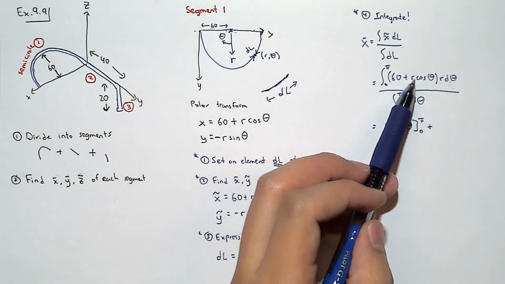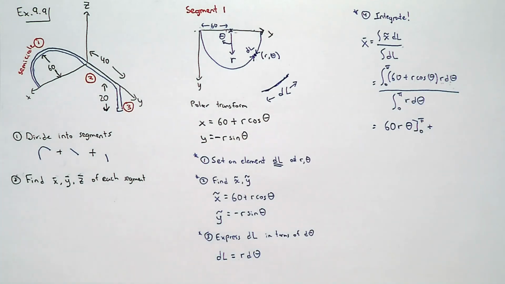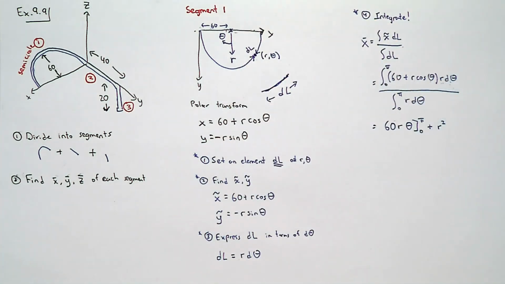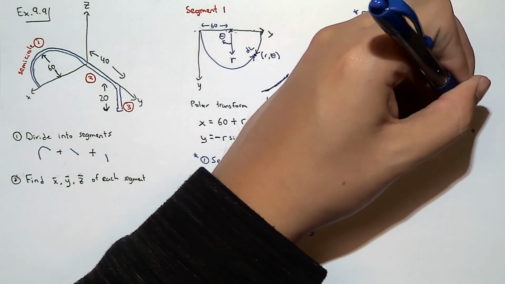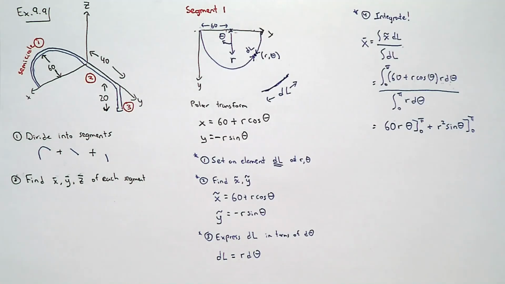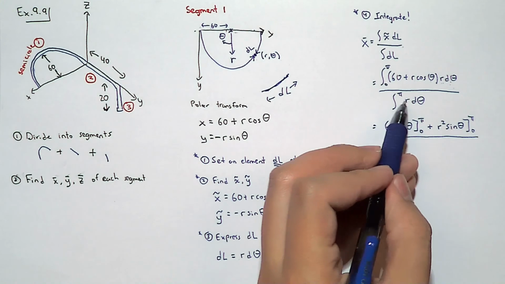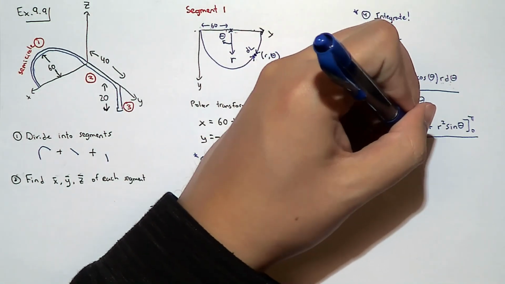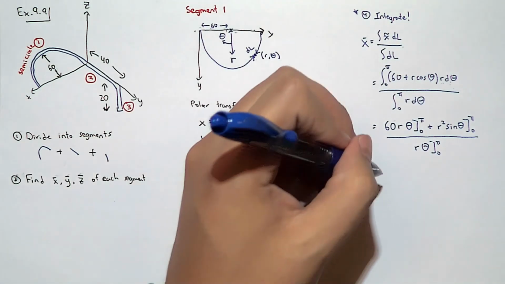We have r squared cosine theta d theta. Move the r squared out of the integral. And this gives me r squared. The integral of cosine theta is sine theta. So r squared sine theta evaluated from 0 to pi. In the denominator, we have the integral of r d theta. Move the r out of the integral because it's a constant. Integral d theta is just theta. So I get r theta evaluated from 0 to pi.